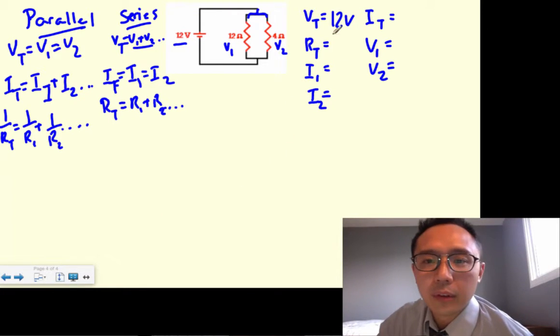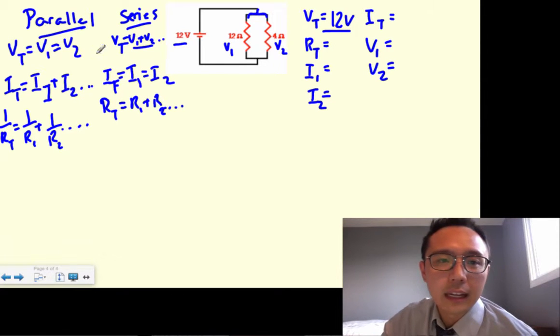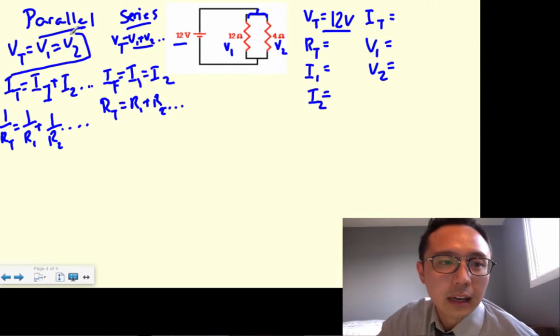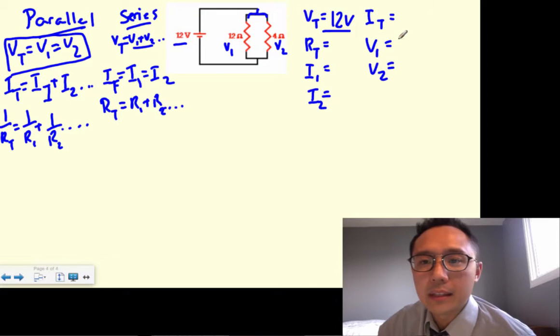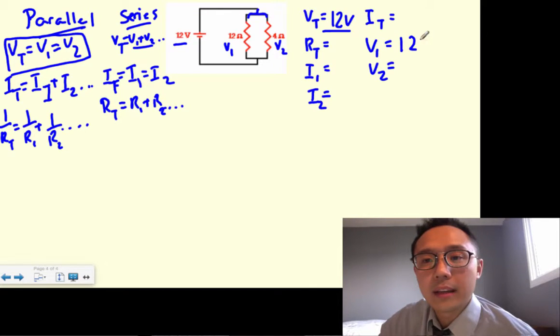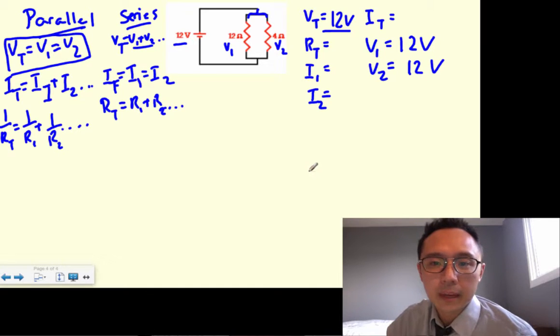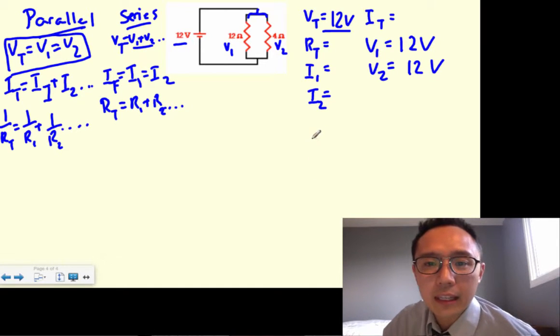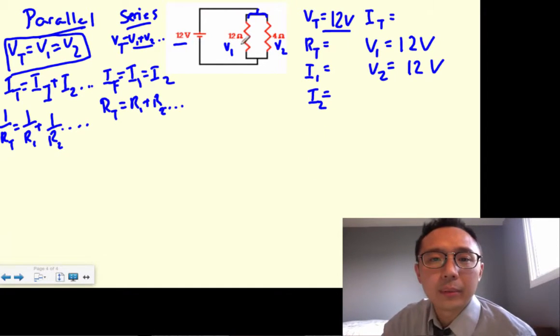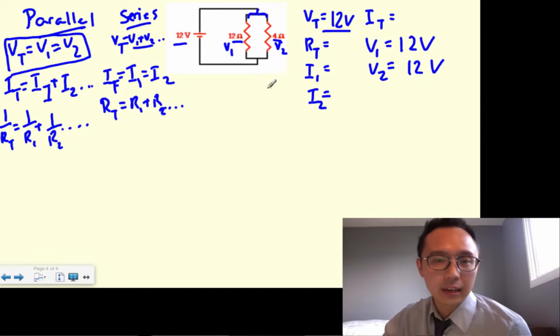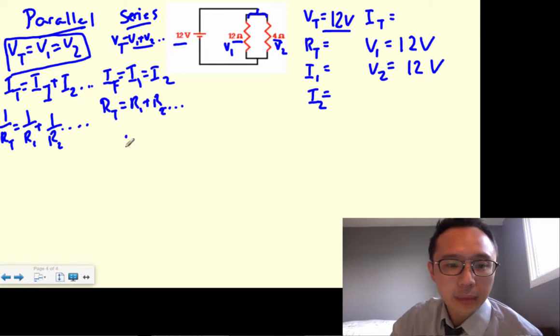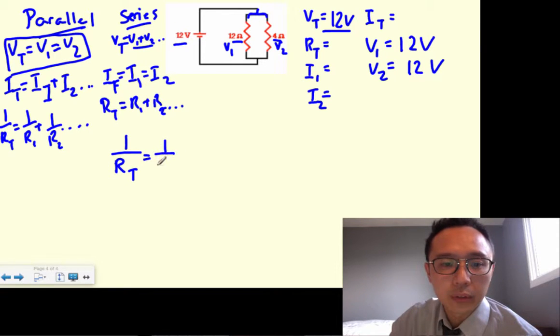So then, voltage, I have 12 volts. It works for parallel because they're the same. That means voltage for 1 is going to be 12, voltage for 2 is 12. Okay? What's the next thing we can calculate? Well, we are given resistance, so we can calculate the RT. So remember, 1 over RT is equal to 1 over 12 plus 1 over 4.